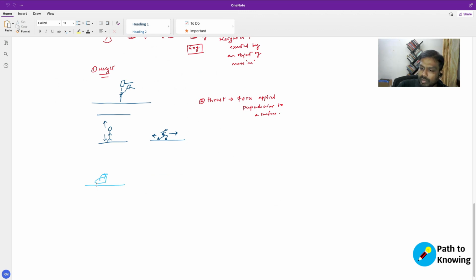Now let's take an example of a knife. How would you cut an apple, right? So your knife is going to be something like this. Just imagine this to be a knife, and a knife will also have a handle, right?